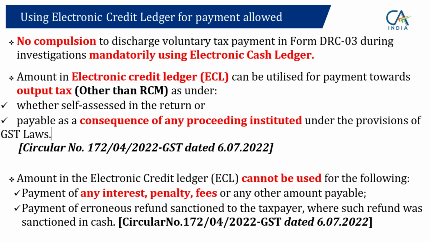And for any consequence of any proceeding instituted under the provisions, everything is covered: 73, 74, 61, 62, 63, 64, 67, 65, 70. Self-assessment is covered. Provisional assessment is covered. Your scrutiny is covered. 61.